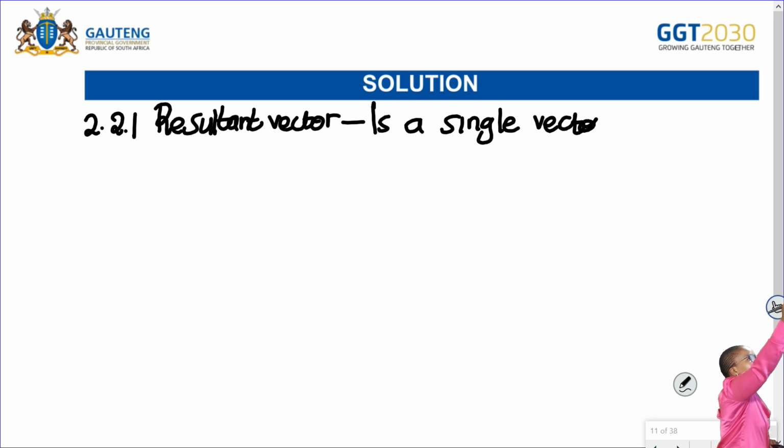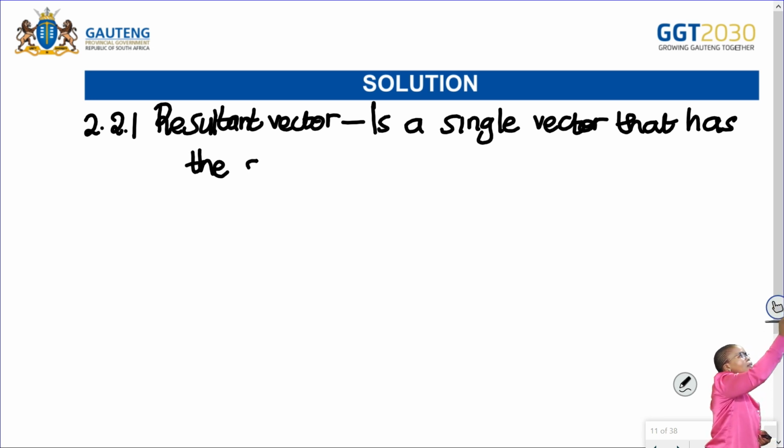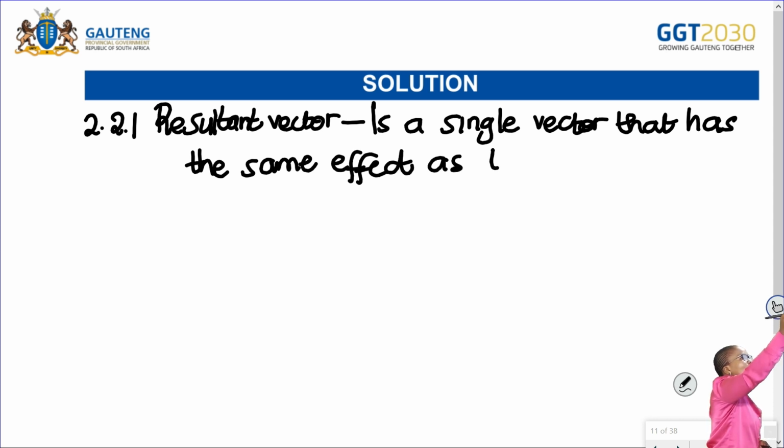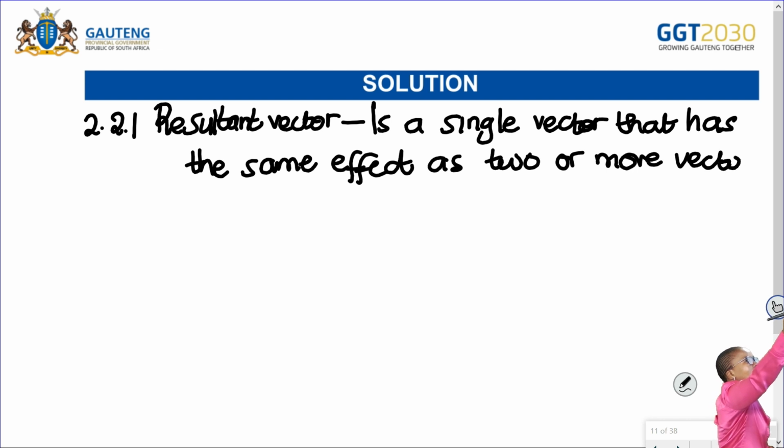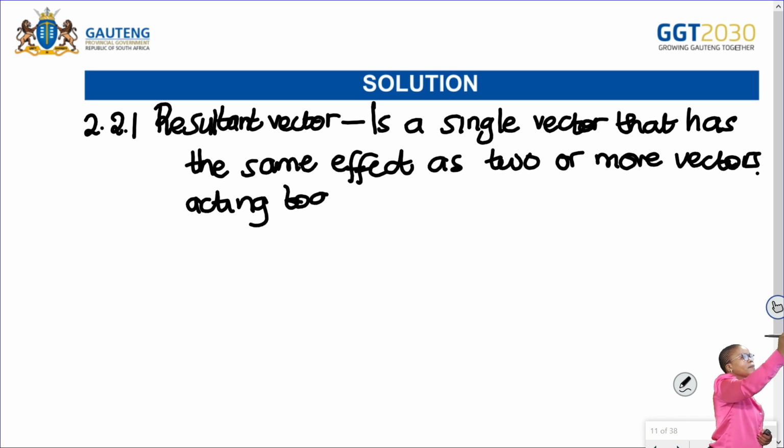So it is a single vector that has the same effect as two or more, because it could be two or more vectors acting together.